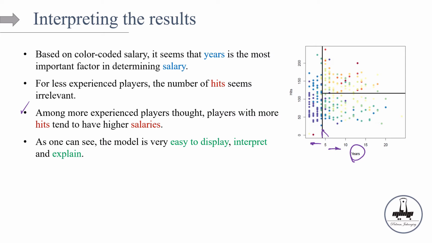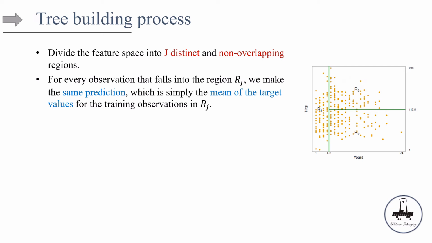So, as you can see, the model is very easy to display and also easy to interpret and explain. So this is a big advantage of decision tree models. They are very, very interpretable, and we like that interpretability. So let's talk about the tree building process. So the steps are like this. Divide the feature space into J distinct and non-overlapping regions.